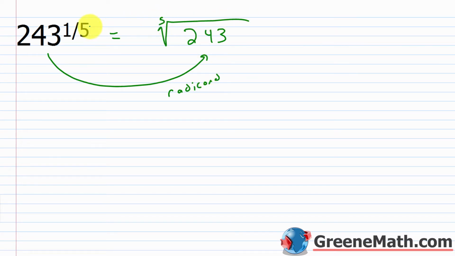What about 243 to the 1/5 power? Well, again, this 243 would be my radicand. And then I'm taking the 5th root of that, because my denominator would be the index. Let me rewrite that, make it a little cleaner. So what is the 5th root of 243? Well, it's 3. 3 times 3 is 9. 9 times 3 is 27. 27 times 3 is 81. And then 81 times 3 is 243.